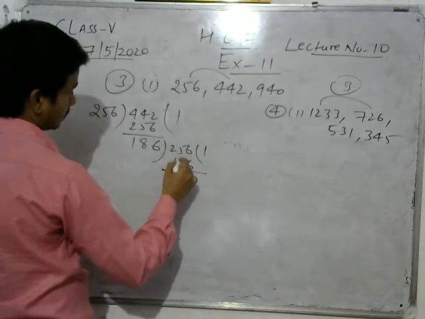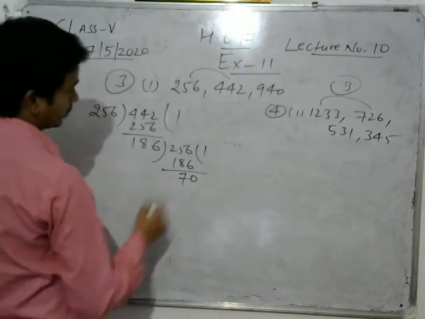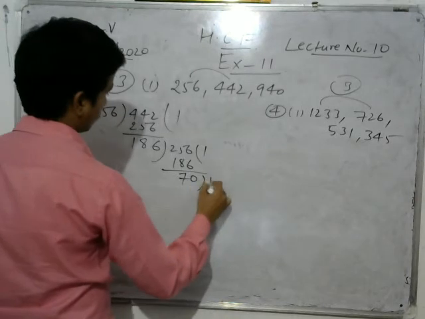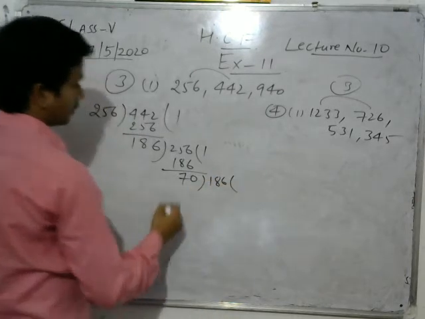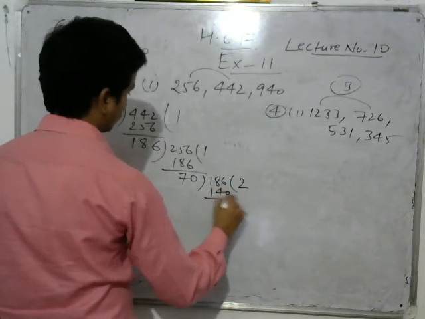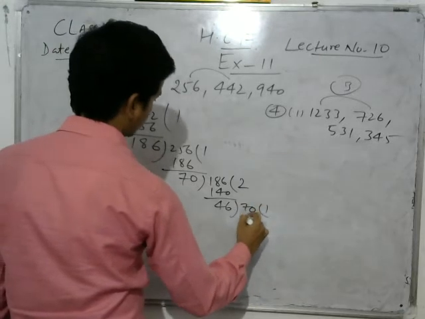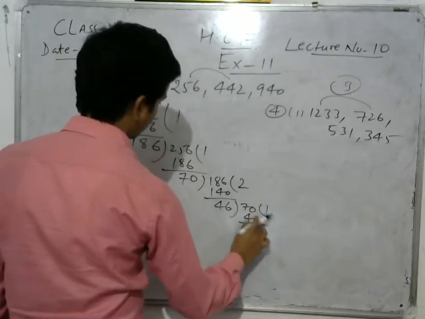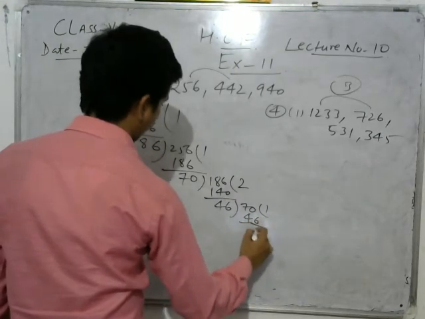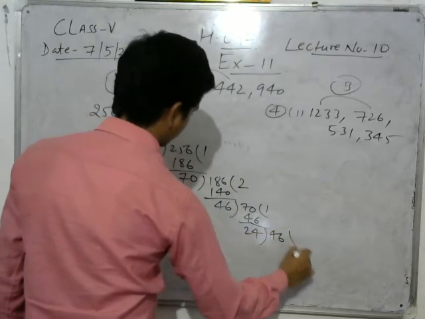15 minus 8 is 7. 186. Now again, how many times? 2 times 140, 46, 70. How many times? 1 times 46, 4, 2, 46.